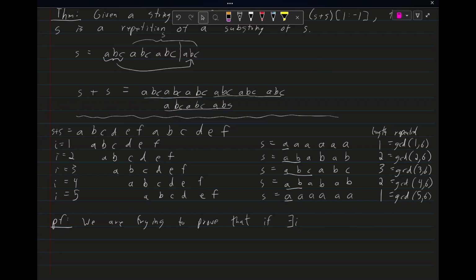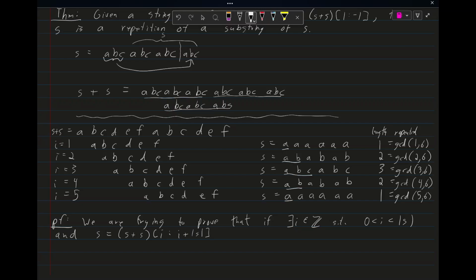I should make these bounds explicit, such that I is at least 1. Well, let's write it this way. I is greater than 0, and it's less than the length of S. And S is equal to S plus S. We start at index I, and we'll go all the way up to index I plus the length of S.